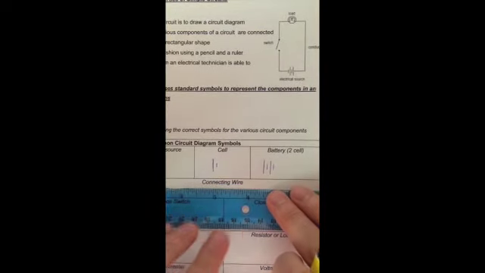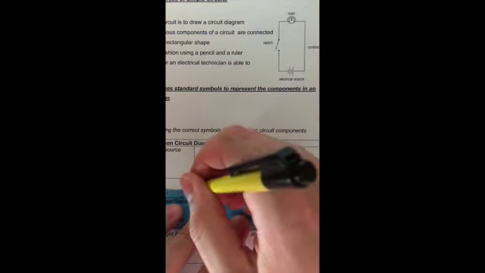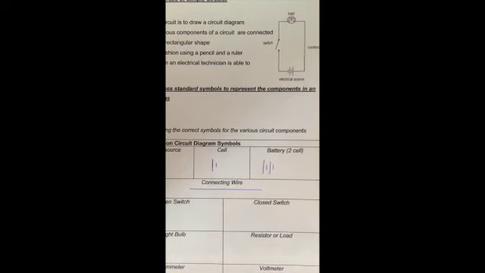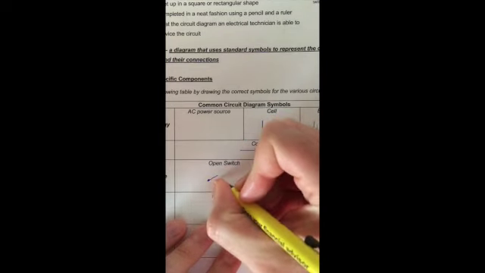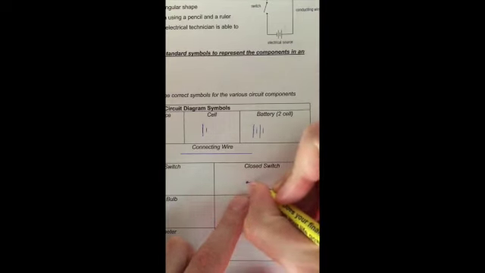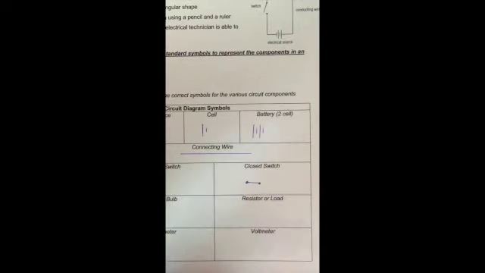Connecting wire, I'm going to get my ruler. I'm going to draw it straight. Connecting wire is just a straight line, which is handy. Open switch: I always like to just do a dot, a line going up, and then another dot. Remember that open means that the switch does not allow electricity to pass. Closed switch then is just a dot, straight line, and another dot. Closed versus open.